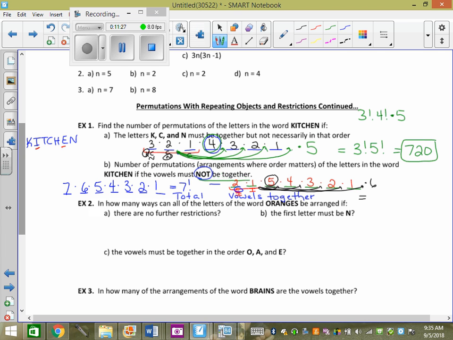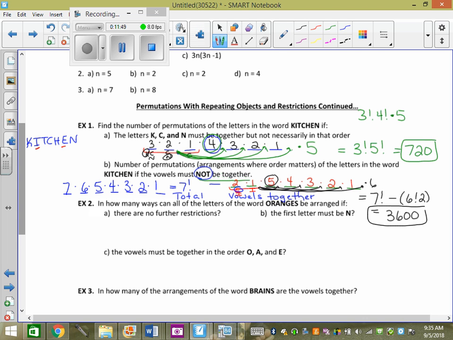So our answer is actually 7 factorial minus 6 factorial times 2. You could go 2 factorial, or you could just say 2. Why can I say just 2 or 2 factorial? 2 factorial is 2, because 2 times 1 is 2. So what answer do we get? 3,600?